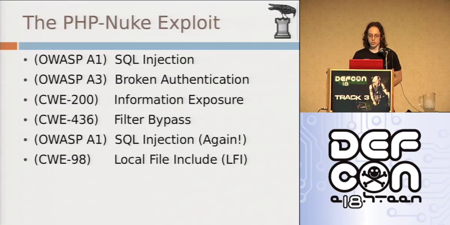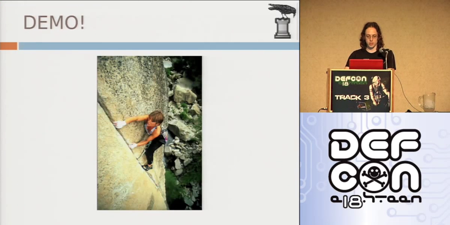So we're using SQL injection to obtain administrative credentials out of the database. We use those administrative credentials to leverage a broken authentication and session management, OWASP A3, and then to get information disclosure about the system, which is required for later exploits. So for these 3 steps, I can do them manually. I'm going to do it in a web browser. So let's do it. Demo.